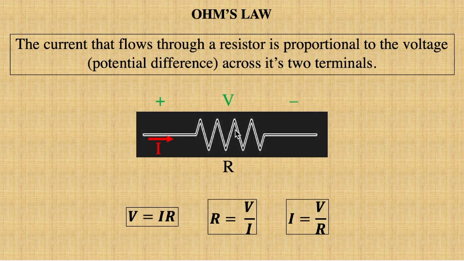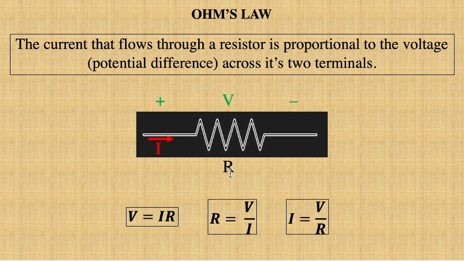Ohm's law states that the current that flows through a resistor is proportional to the voltage or potential difference across its two terminals. Let's look at this resistor as an example. When a certain amount of voltage is applied to the resistor, the current that flows through the resistor is proportional to the potential difference between the two terminals. The proportionality constant is known as resistance.